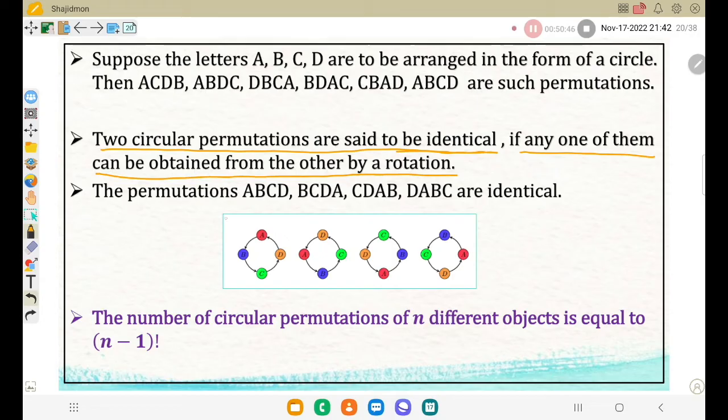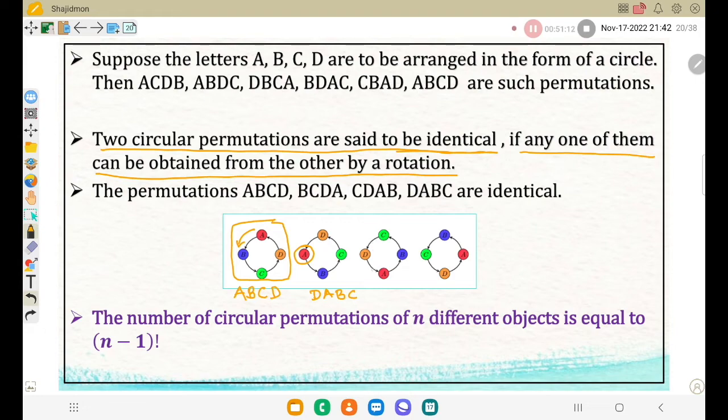See this figure, this picture. This is A, B, C and D, correct? What is that permutation? A, B, C and D. Now if you rotate, this A will come here, correct? So A is here now. So what is that permutation? D, A, B, C. That is the same as A, B, C, D, just rotated.